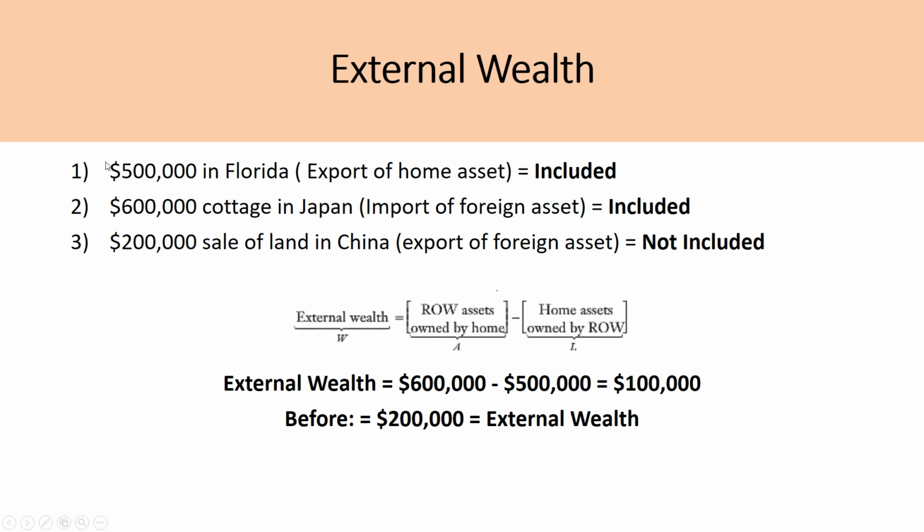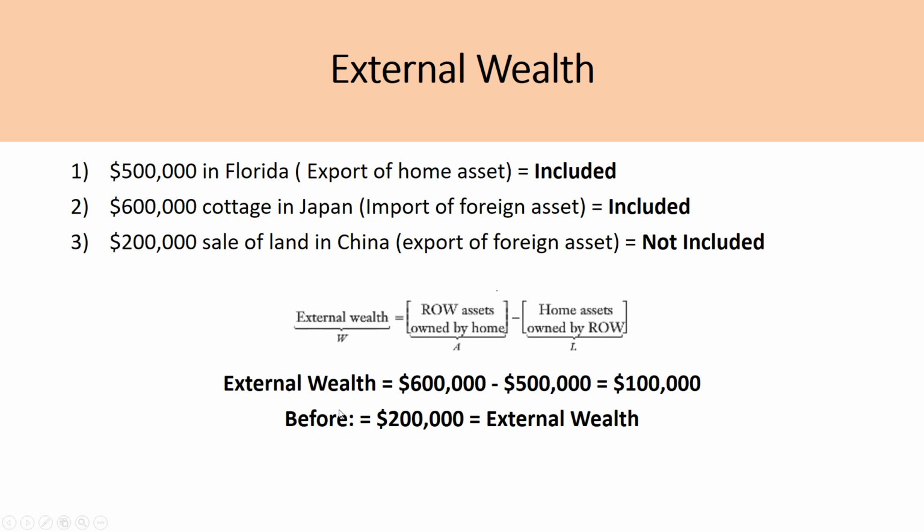For us, after the three transactions, we have foreign assets of $600,000 because we bought this cottage, and we have external liabilities of $500,000 because we sold the home. So our external wealth is $100,000.